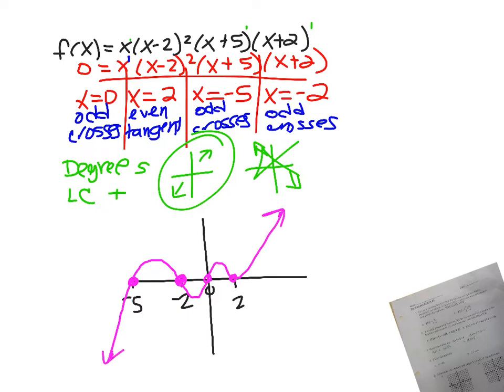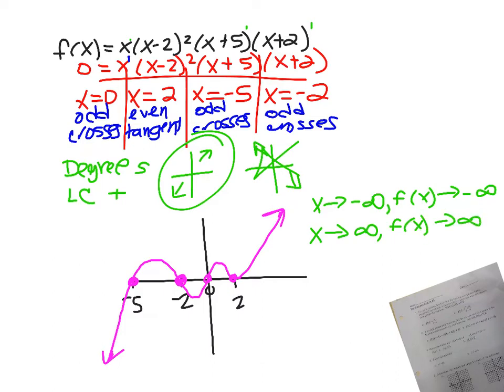up. All right, the last thing I need is the end behavior. As x goes to -infinity, f of x goes to -infinity. This is your end behavior. As x goes to infinity, f of x goes to +infinity. All right, so let's take a look at 2b.